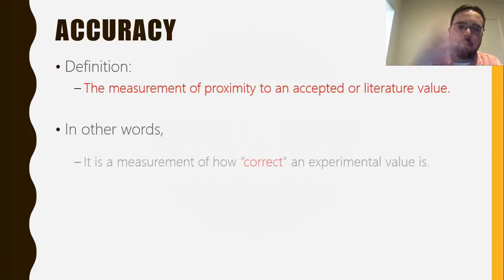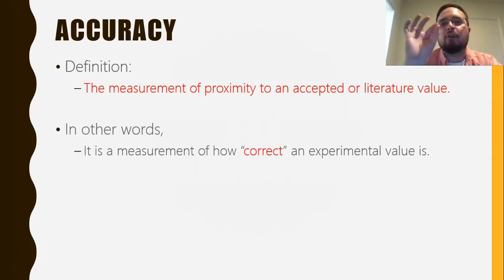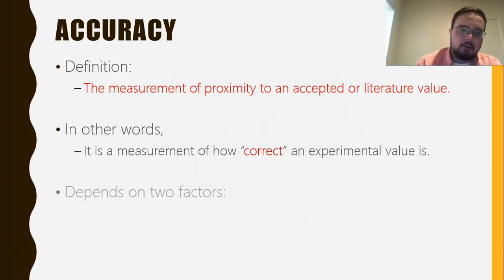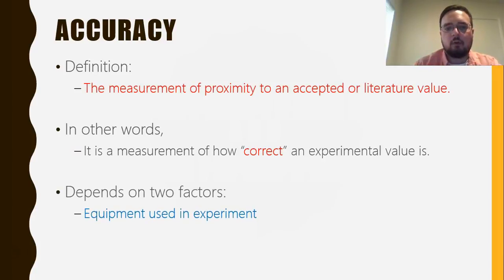In other words, another way to describe it is that it's a measurement of how correct an experimental value is. How correct, how close is it to the accepted value? So it depends on two factors. The first factor is the equipment used in the experiment. If you have bad equipment, you're typically going to have bad accuracy. So you want to try to use the best equipment possible.